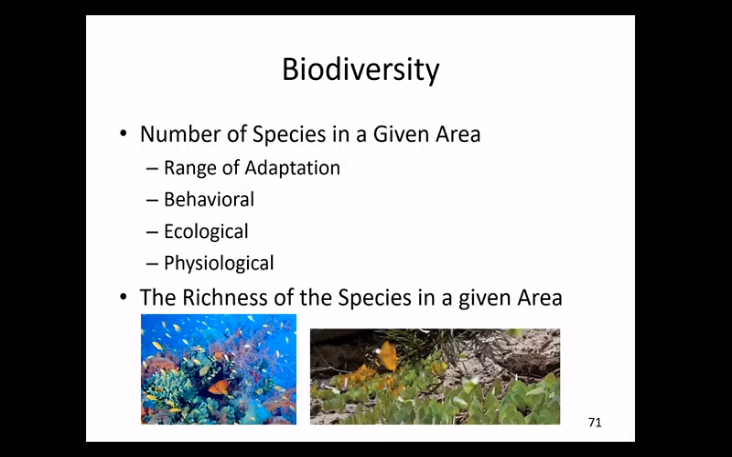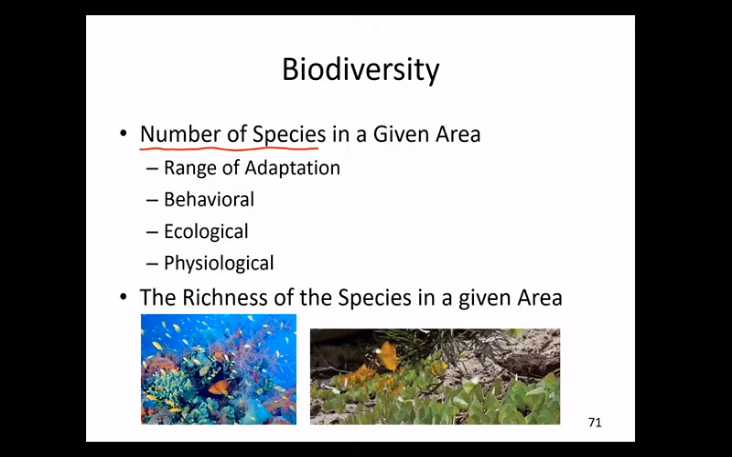So when we talk about biodiversity, and we've already brought this up when we connected this to the net primary productivity of a given area, and we've also talked about this in relationship to the climate of a particular area. Now we're going to talk about what do we actually mean by biodiversity. And so we're talking about the number of species in a given area.